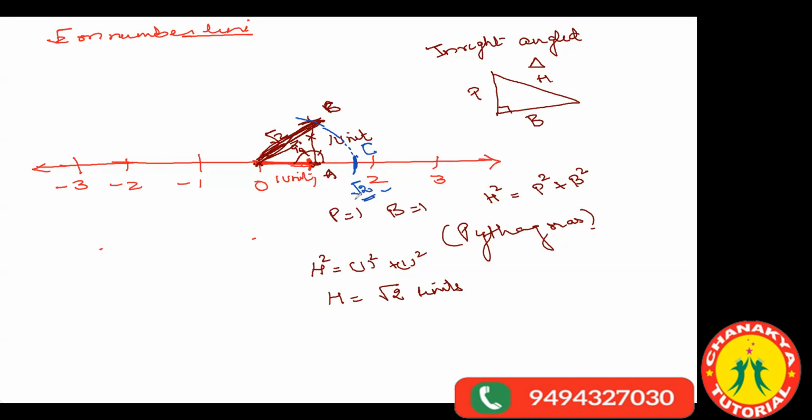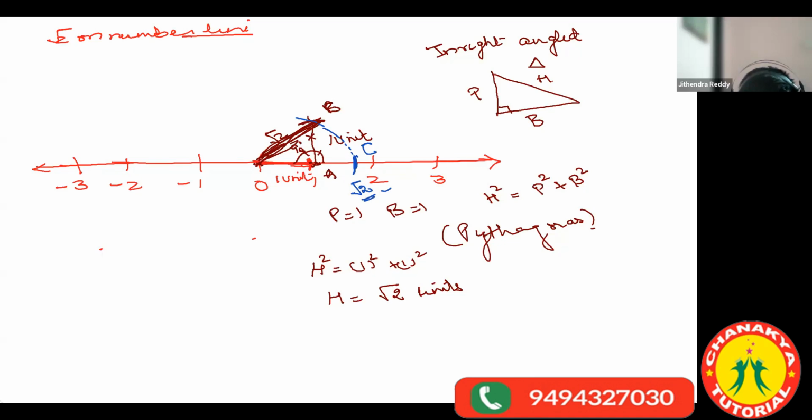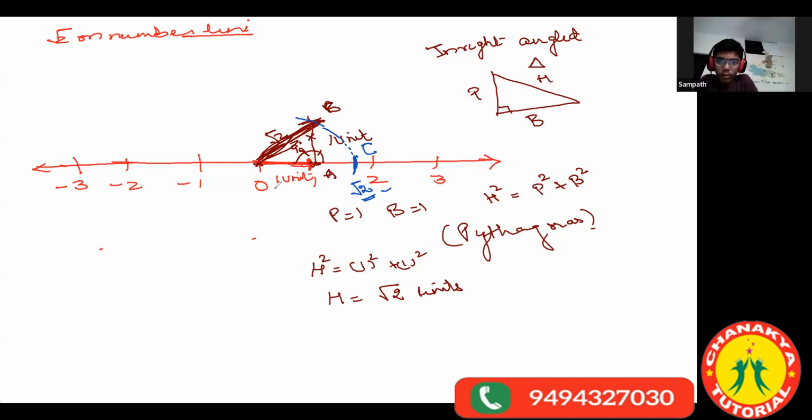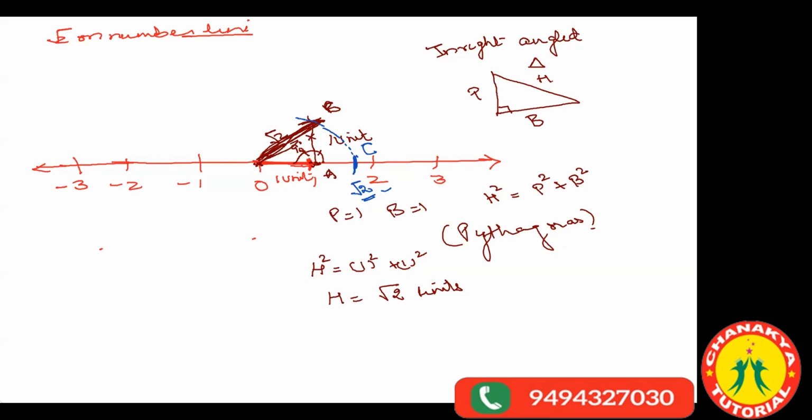Yukta, Sampath, clear beta? Yes, ma'am. Pranav, Jitendra, clear? Yes, ma'am. Now all have understood how to represent root 2 on a number line. Clear? Just show me your thumbs up. Okay, beta. Okay, let's proceed to next.